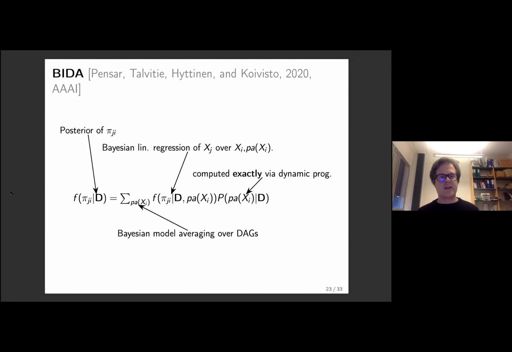And the idea here is to get the posterior distribution of this causal effect Bji. Here we can employ a Bayesian linear regression of Xj over Xi and the parents of Xi instead of a linear regression. And then this posterior employs Bayesian model averaging over DAGs. Because of this, the causal effect estimate itself is constant for any graph with the same parent sets. So we can actually do this Bayesian model averaging by just model averaging over the parent sets of the cause. And this probability of a parent set given data can actually be computed exactly via a dynamic programming algorithm up to, say, 20 variables and a bit more, but not for 30 variables.